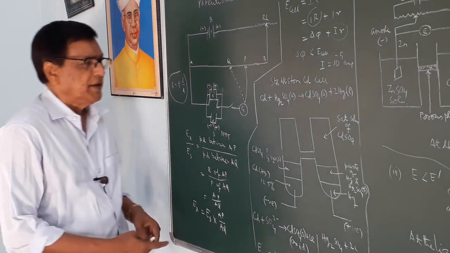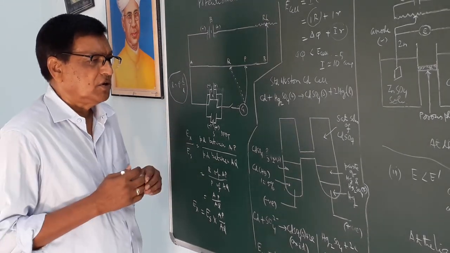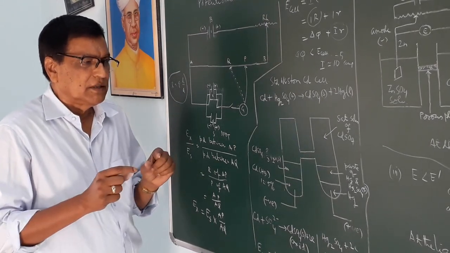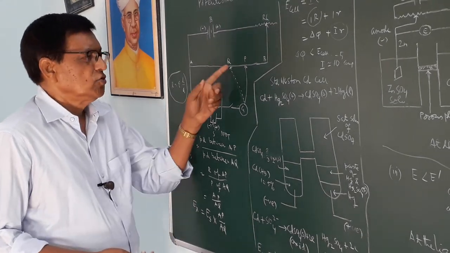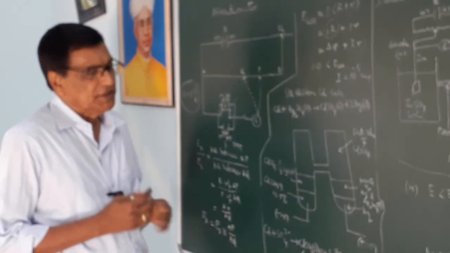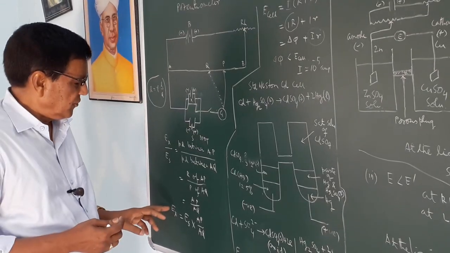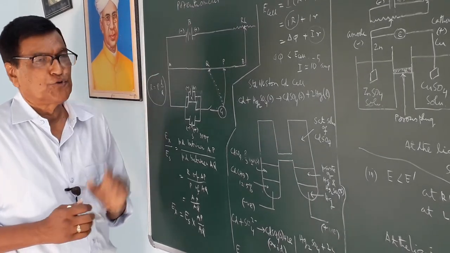So in this way, the current is not drawn, or if drawn, only a very small amount of current is drawn whenever the jockey is moved, and this will give you the EMF of these reversible cells by means of the potentiometer.